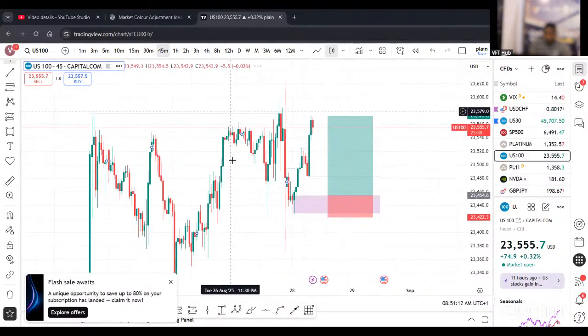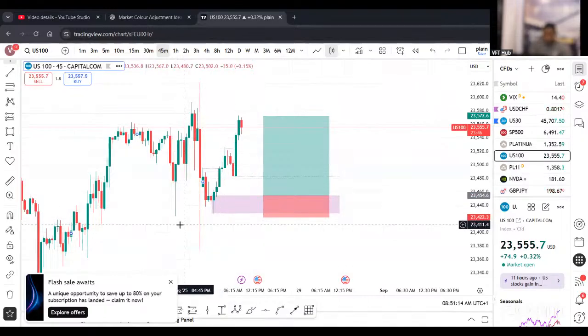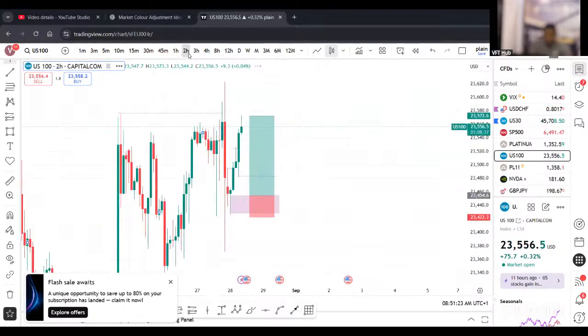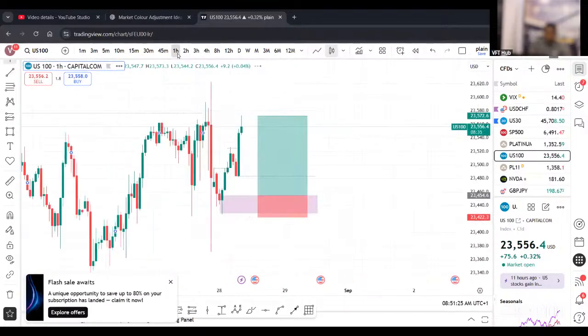Let me look at 45 minutes. Okay, I'm seeing something on the 45-minute time frame. This zone appears to be mitigated already. Okay, the 2-hour time frame, it's still a valid zone. I believe it's a valid zone. But also this zone is also strong.